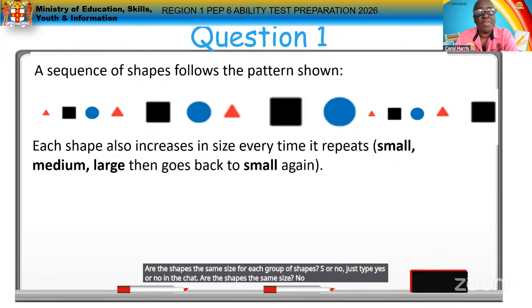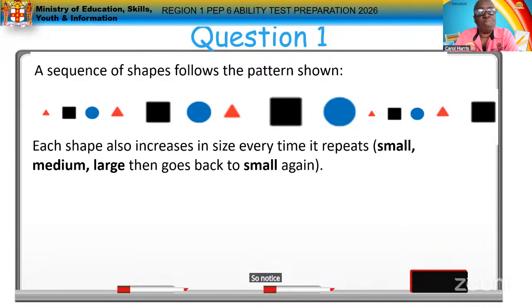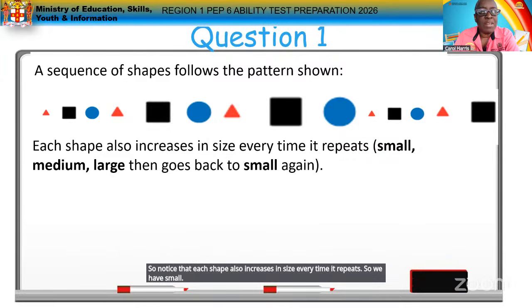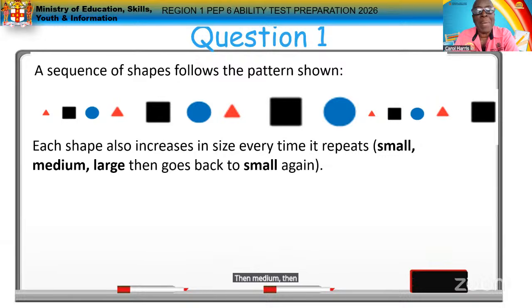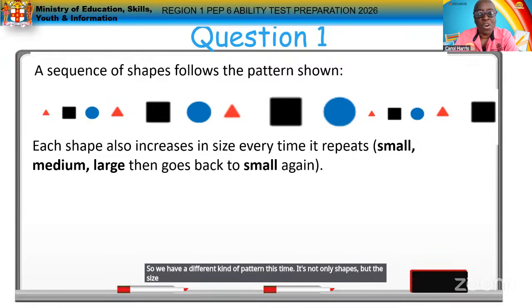they're not. So notice that each shape also increases in size every time it repeats. So we have small, then medium, then large, and we go back to small. So we have a different kind of pattern this time. It's not only shapes, but the size that is changing. All right, fine.